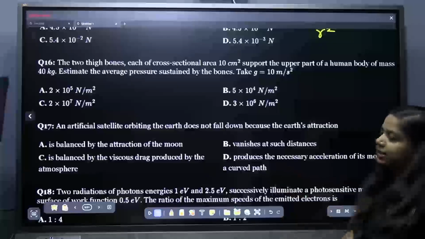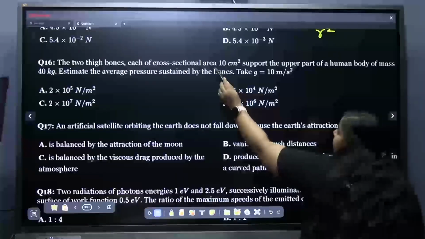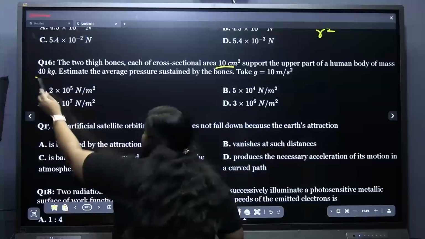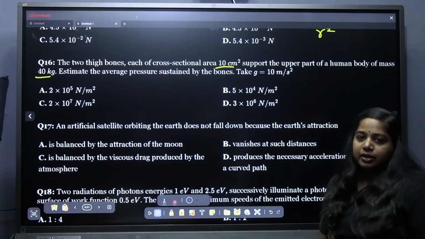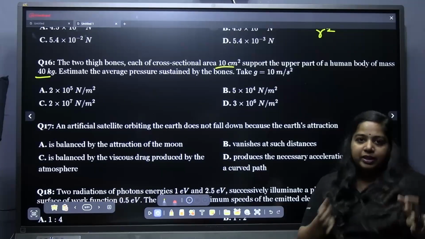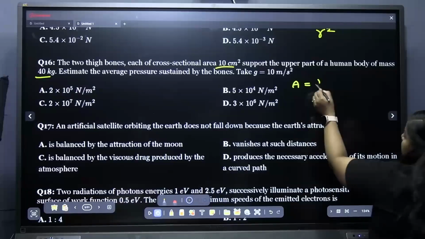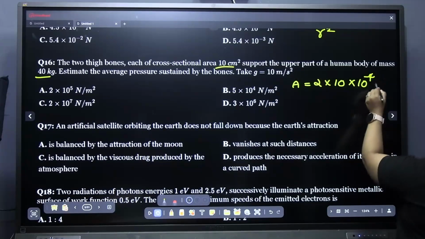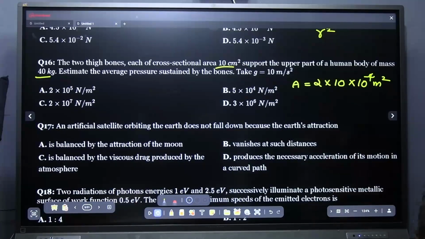Next question number 16. Two thigh bones, each of cross-sectional area which is given, are supporting the upper part of the human body, that is 40 kg. Estimate the average pressure in the bones. So how much pressure will be there in one bone, that we have to find. Total area will be 2 into 10 into 10 to the power minus 4 meter square. We have to convert that. Two bones are there, that's why multiplied with 2.